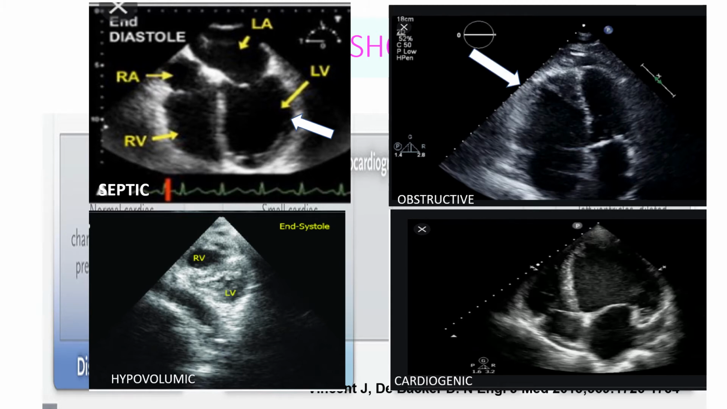In obstructive shock the RV is dilated. Wherever the RV is equal to the LV or the RV is bigger than the LV, it means that your RV is dilated. And here the RV is dilated, and here you have a massively dilated LV, cardiogenic shock, and there you have small ventricles with LV walls almost kissing each other as in hypovolemic shock. So echo is a useful tool, and all intensivists should have a basic knowledge and operating skills to do an echo.